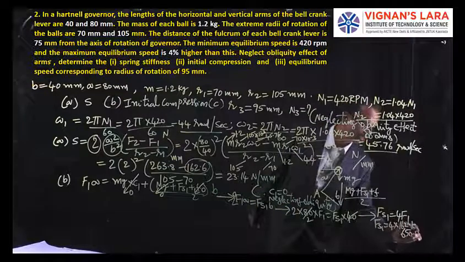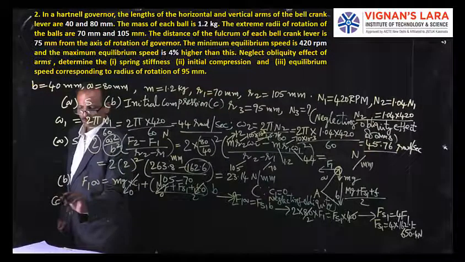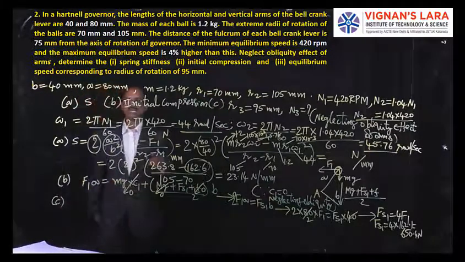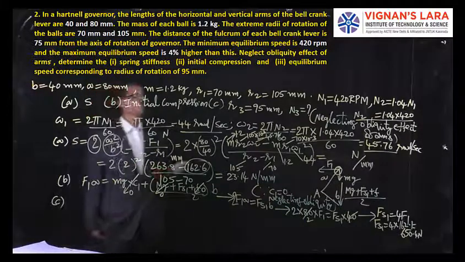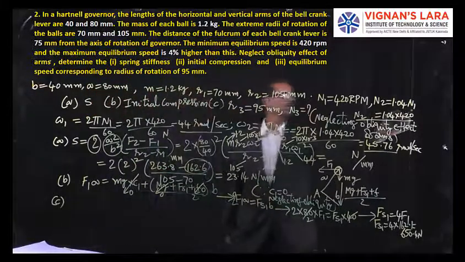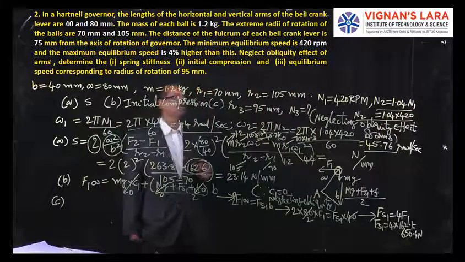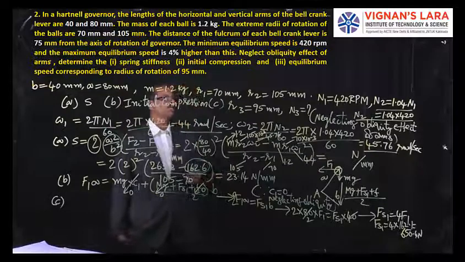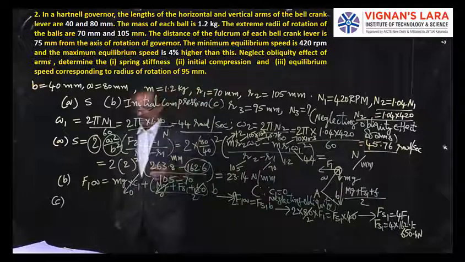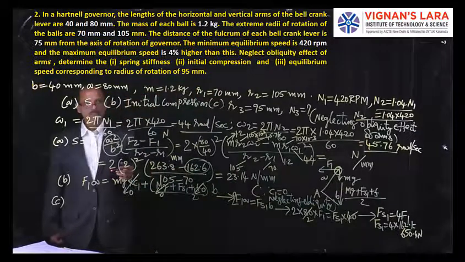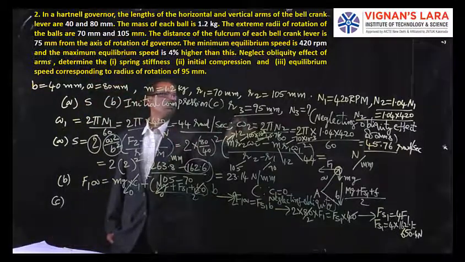650.4 newtons. This is the B bit. Let us come to the last part of the problem, the C bit. So the A bit and B bit are the same as what we did in the previous problem. The only difference is that the second speed is given as 4% higher than the lower speed. That is the additional thing. So what is the last part? You are supposed to find out, for the radius of 95 mm, what is the speed?